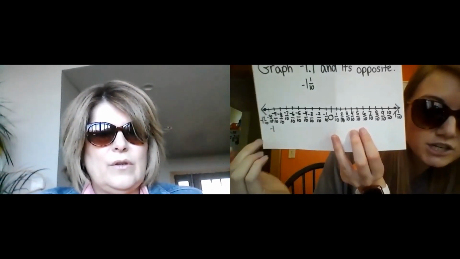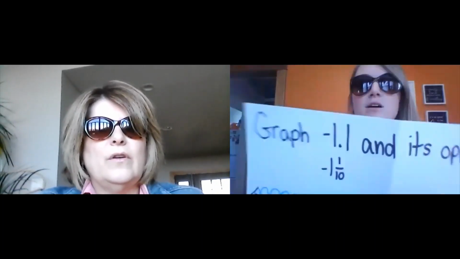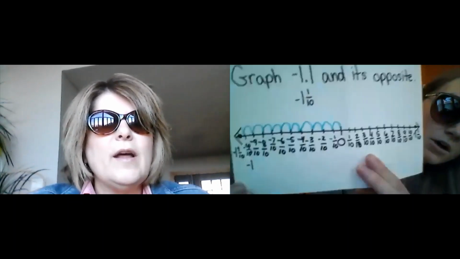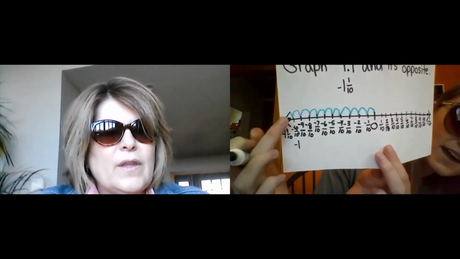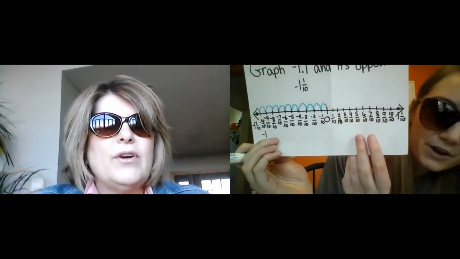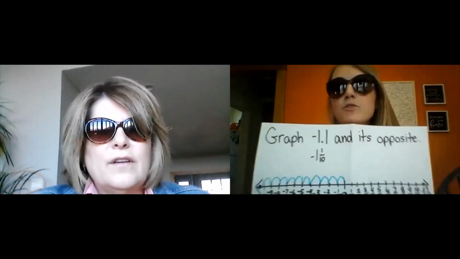Now, just like the last problem, you can always check your answer and count how many spaces to get to 0. So if we start with our negative 1 1/10, it's going to be 1, 2, 3, 4, 5, 6, 7, 8, 9, 10, 11 jumps to get to 0. See how I did that? I got 11 jumps to get to 0. And if we do the same thing on this side, we're going to jump 11 times back to 0. Perfect. So that's how you graph rational numbers.